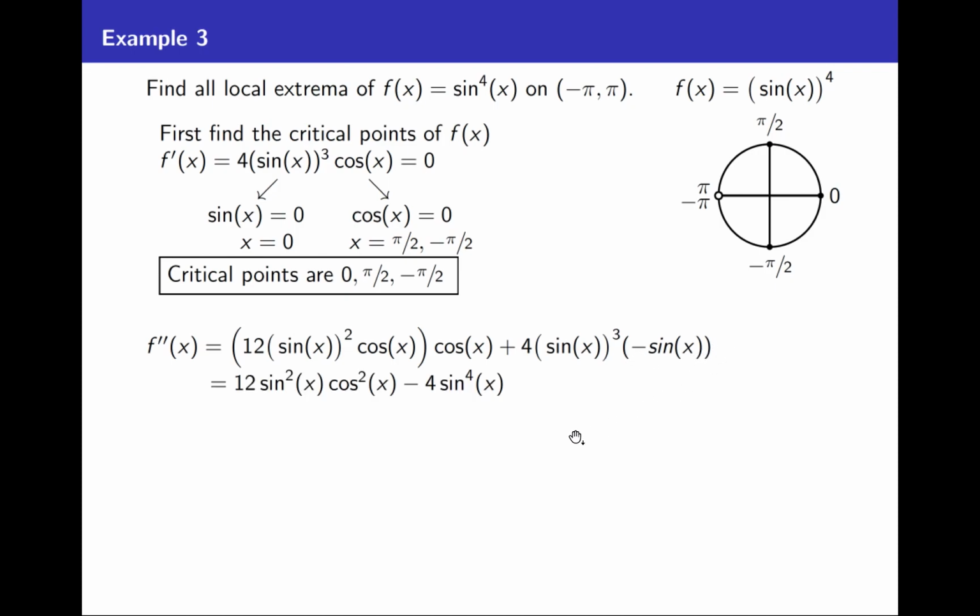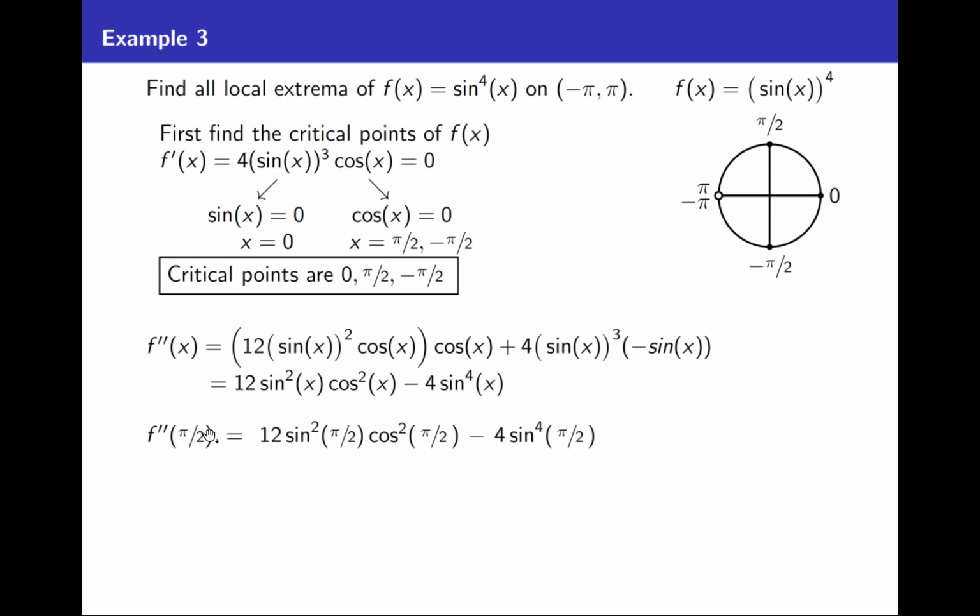Little cleanup here. The cosine x times the cosine x is cosine squared x. The sine x times the sine x cubed is sine to the 4th x. We've got a negative that we'll bring over there in front of the 4. So f double prime is 12 sine squared x cosine squared x, minus 4 sine to the 4th x.